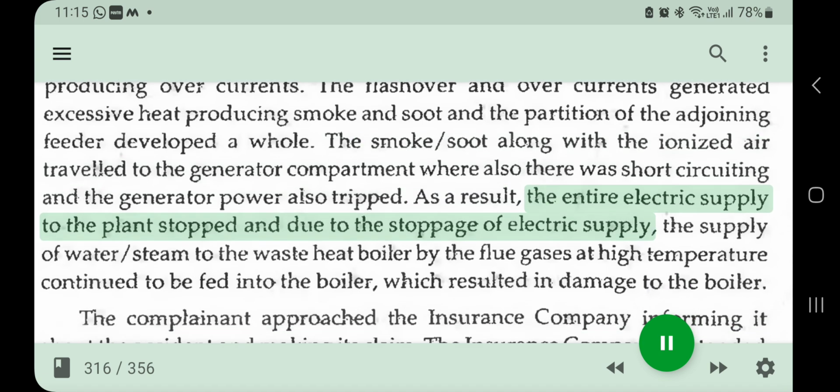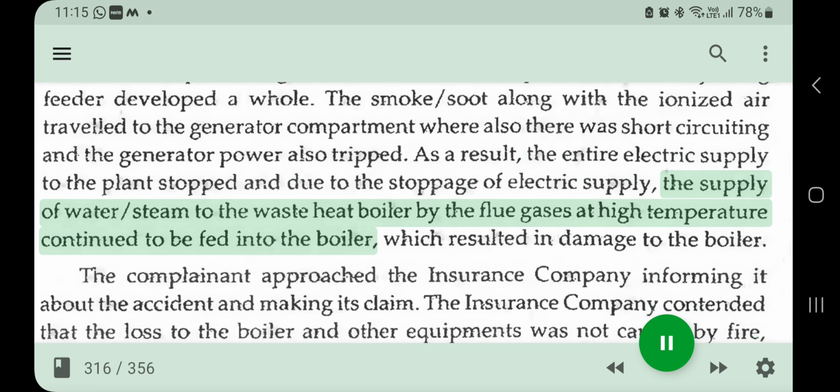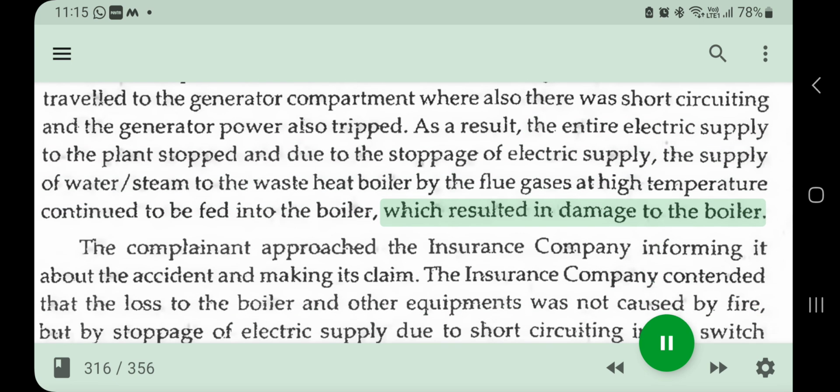As a result, the entire electric supply to the plant stopped and, due to the stoppage of electric supply, the supply of water to the waste heat boiler stopped, while steam and flue gases at high temperature continued to be fed into the boiler, which resulted in damage to the boiler.